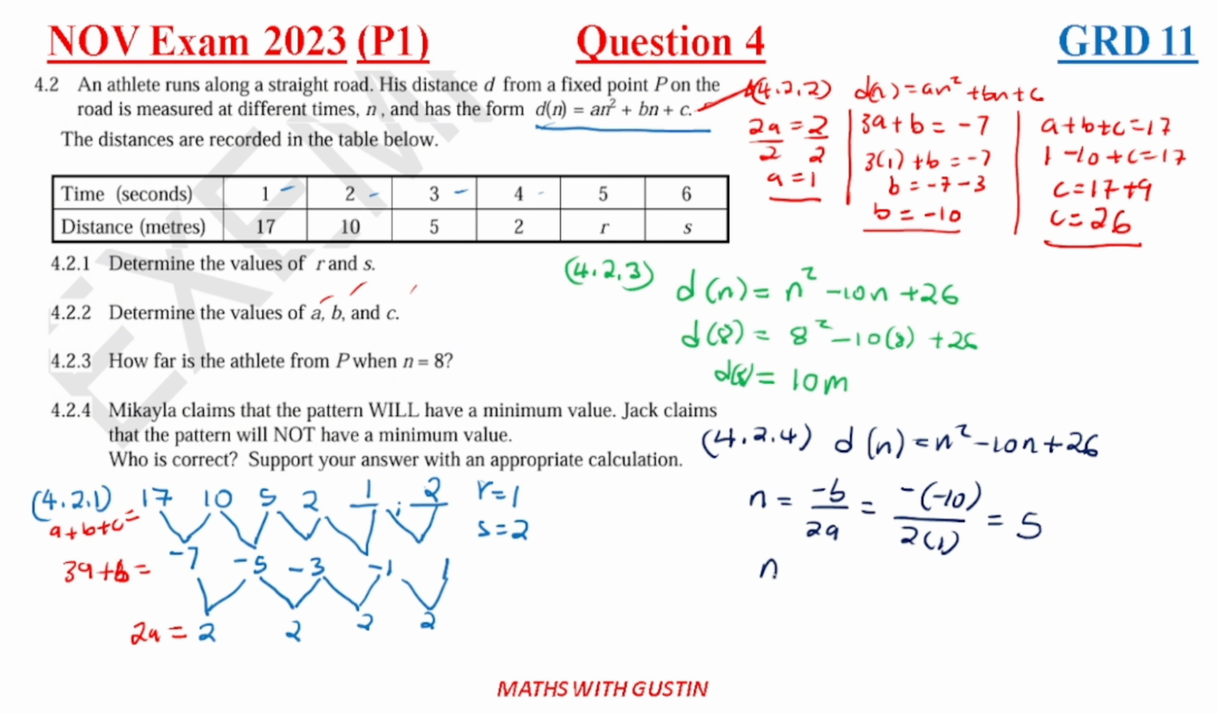So therefore, it means n is greater than 0 in this case. And then it means that Michaela is correct. I've been pronouncing this wrong. Michaela is correct. Why are we saying she is correct? It is because there is a value. If there was no value here, if we got n that is less than 0, it means that Jack would have been correct. But in this case, Michaela is definitely correct.